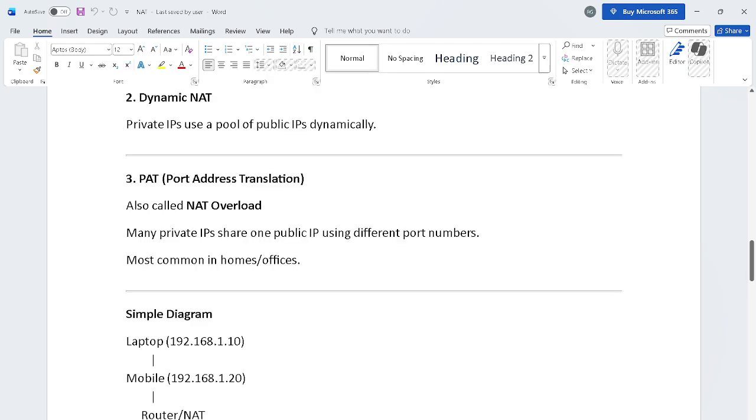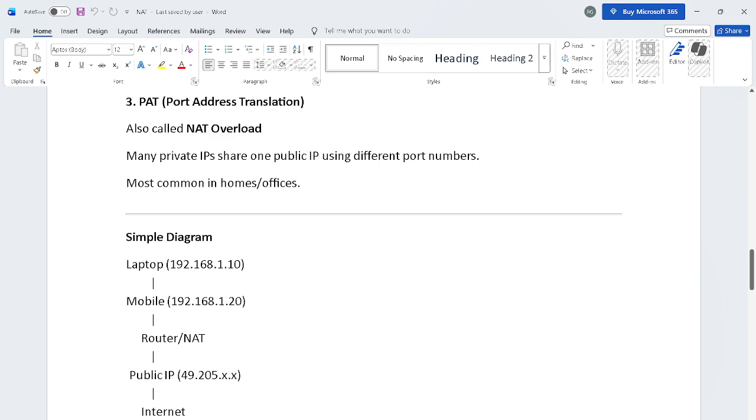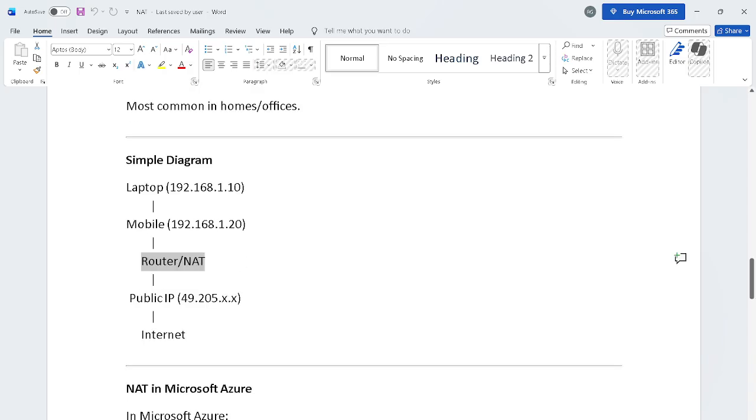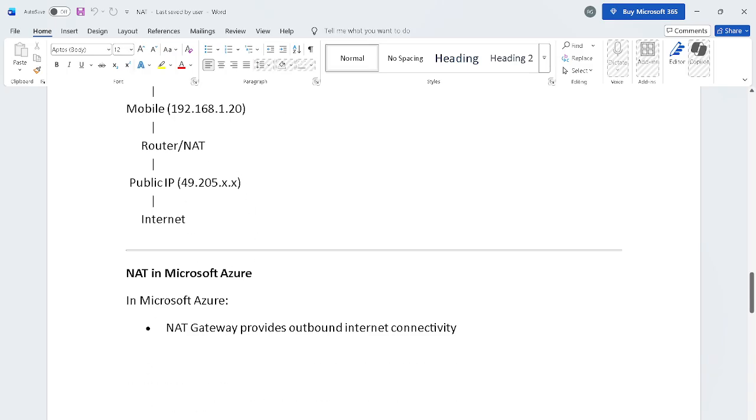So presently we are using this simple diagram: laptop 192.168.1.10, mobile 192.168.1.20, and a router or NAT. We configure NAT in the router or firewall. So we face the internet by using only this one public IP.